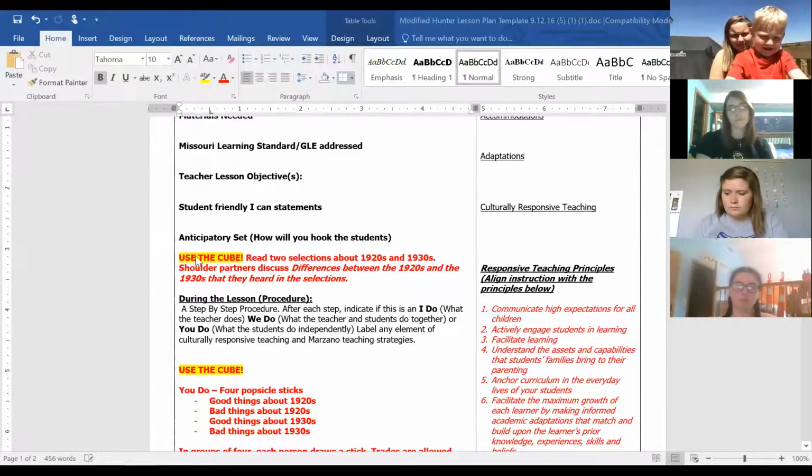So you'll notice, there's the anticipatory set. And once you get into your anticipatory set, after you've gotten your objective and your I can't statements, you're going to try to figure out how you're going to bring your students into class. Well, hopefully you can remember to use the cube. For instance, here I was a social studies teacher.